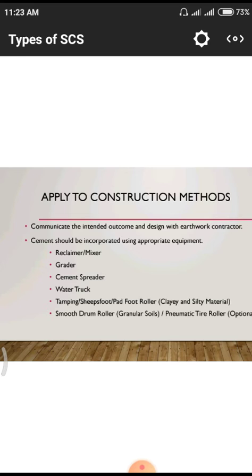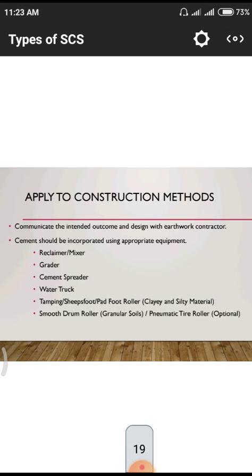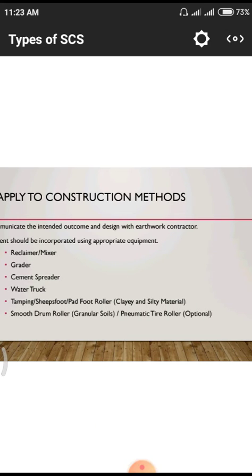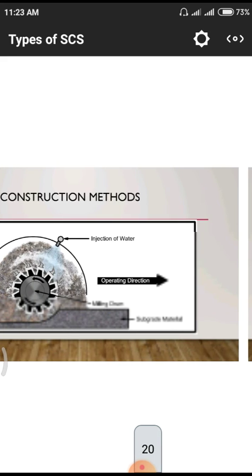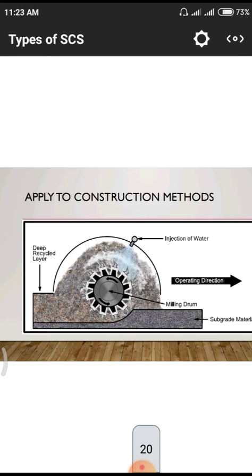In the last stage we have to go for a smooth drum roller for finishing work, that means the total surface will be smooth without any irregularities. For that purpose we use this smooth drum roller, especially for granular soils. This is the process of how they mix the existing soil.